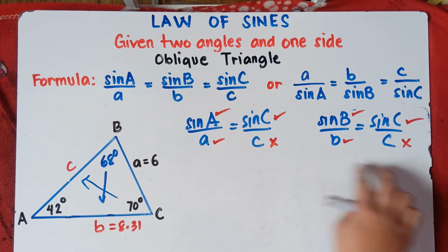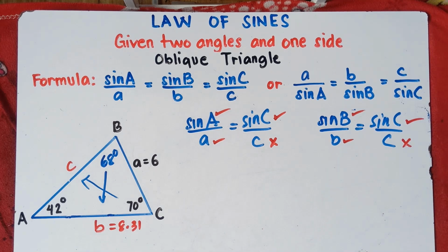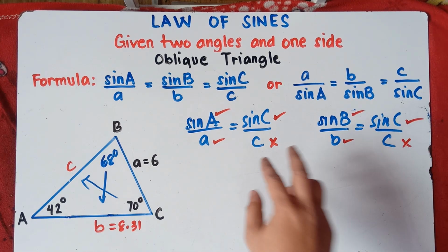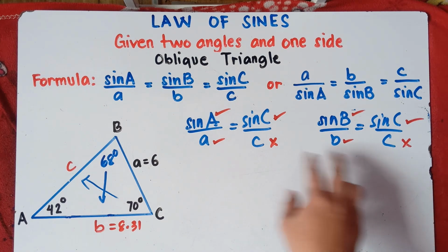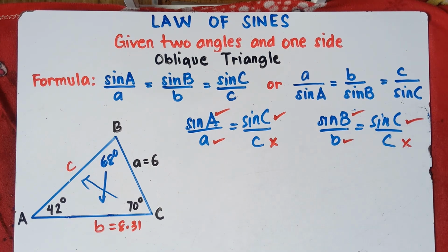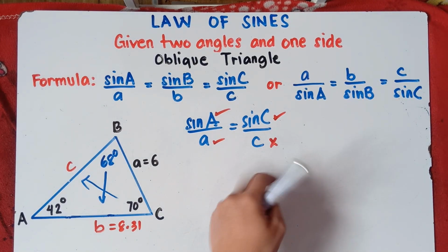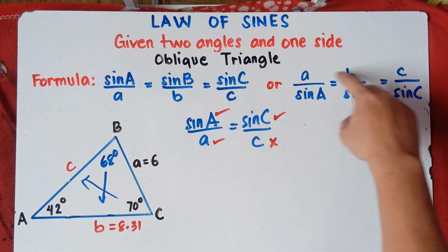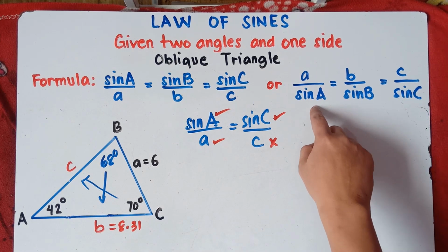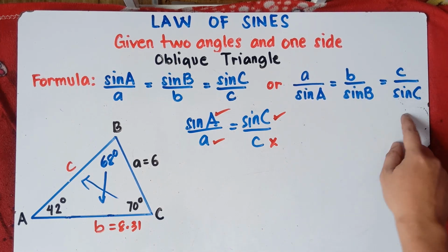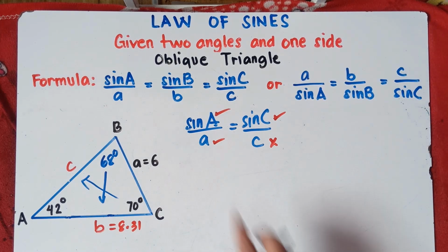So it's either of the two, class. You will have the same answer. You can use this one or you can use this one. Either of the two, you will have the same answer. All right, let's use this one: sine A over A equals sine C over C. This is just the same, class: A over sine A is equal to C over sine C. Let's use this one.